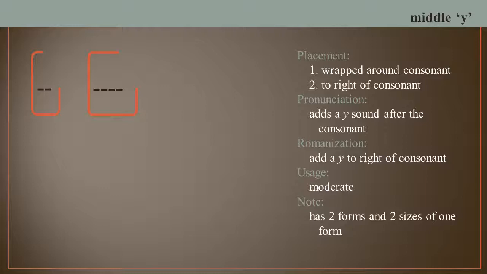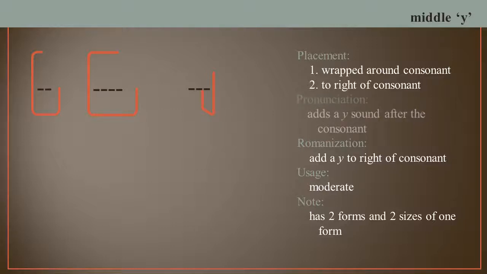You'll notice it has two different sizes. That's going to depend on the size of the consonant that it's wrapped around. There's another form of this symbol that appears like this. All three of these produce the same exact sound. So their placement is, in the case of the first two, wrapped around the consonant. In the case of the second style of symbol, it appears to the right of the consonant.